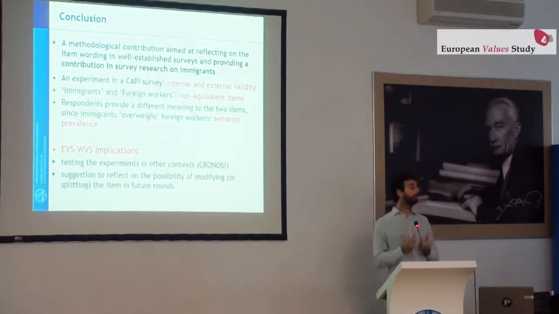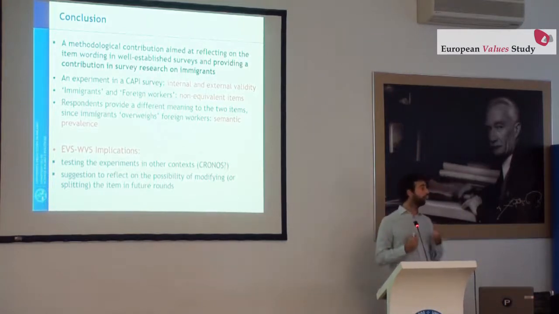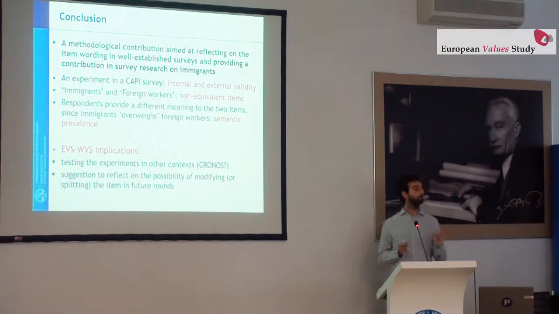The main substantive conclusion is that immigrants and foreign workers are two non-equivalent items. We showed it in many ways, because respondents attribute different meanings to the items, and there is a semantic prevalence of the immigrant item, the immigrant social group. It seems that it overweights the foreign worker side.